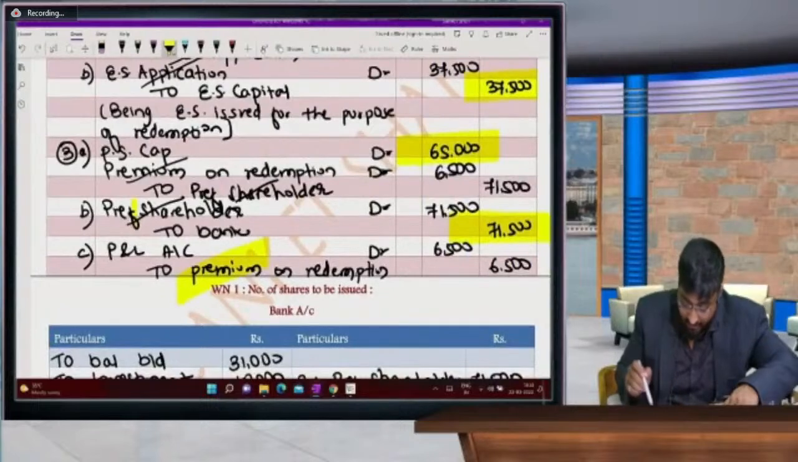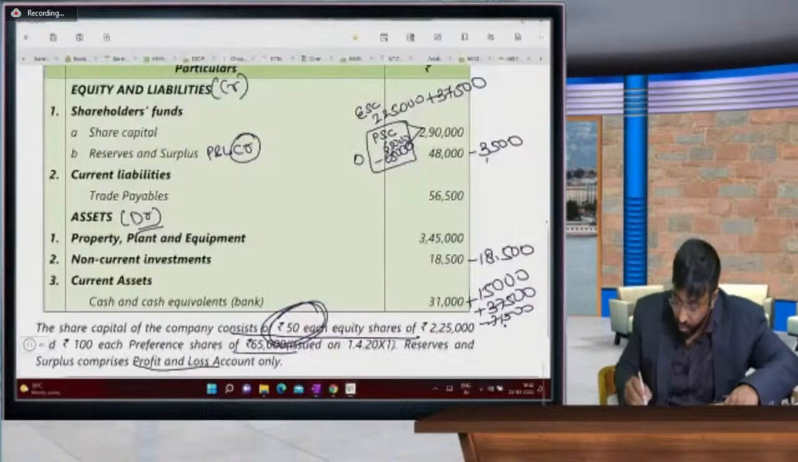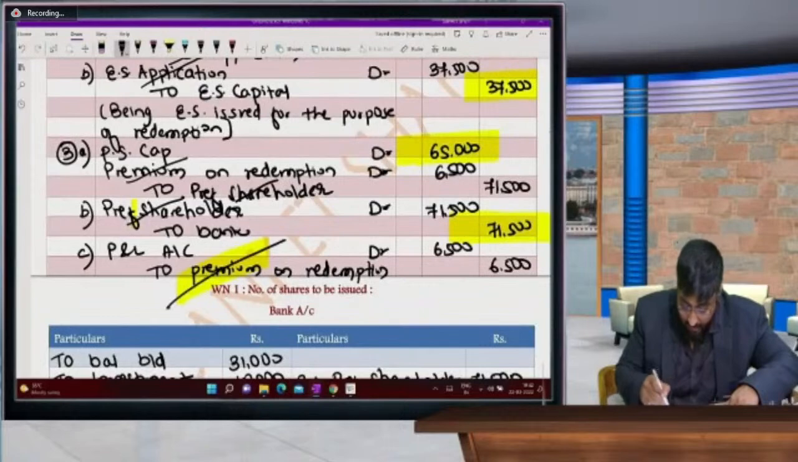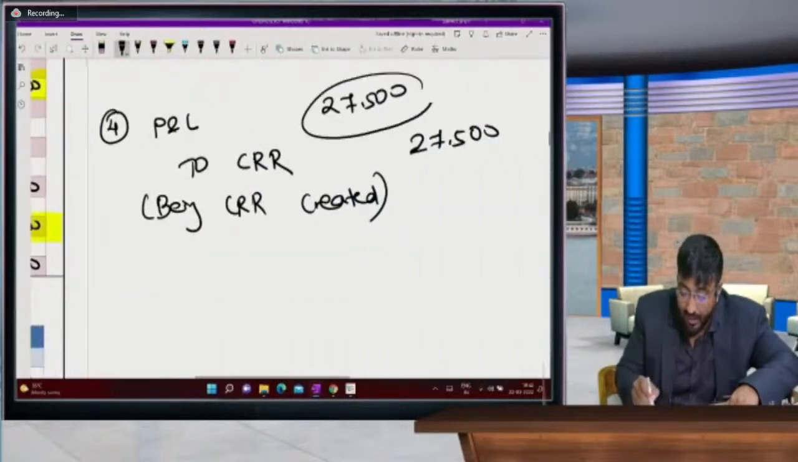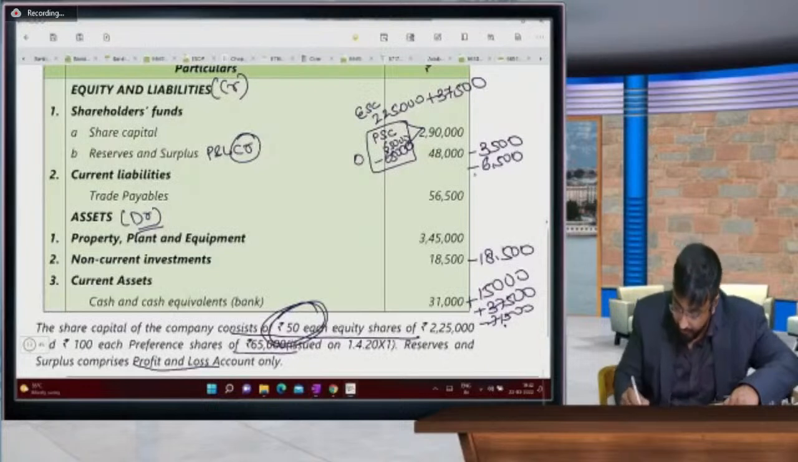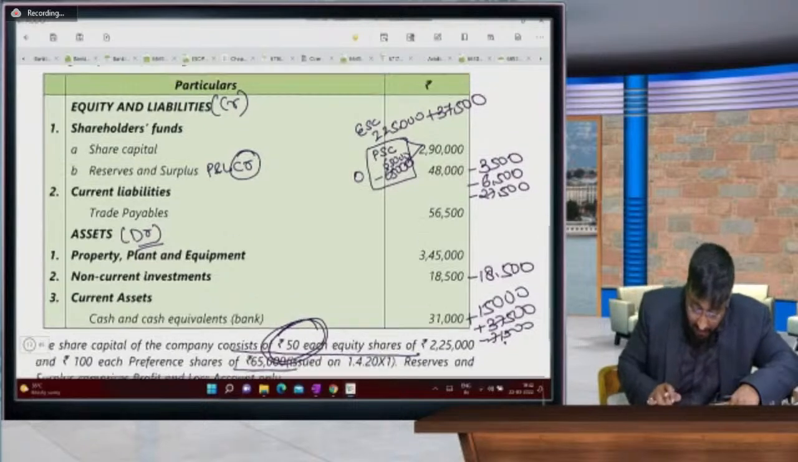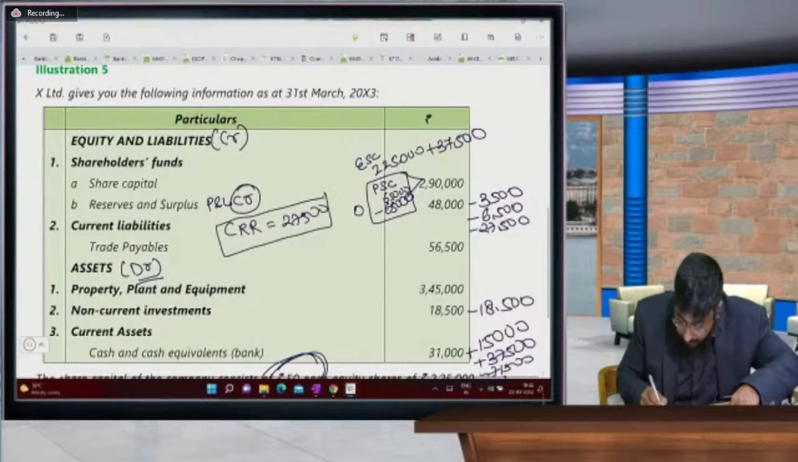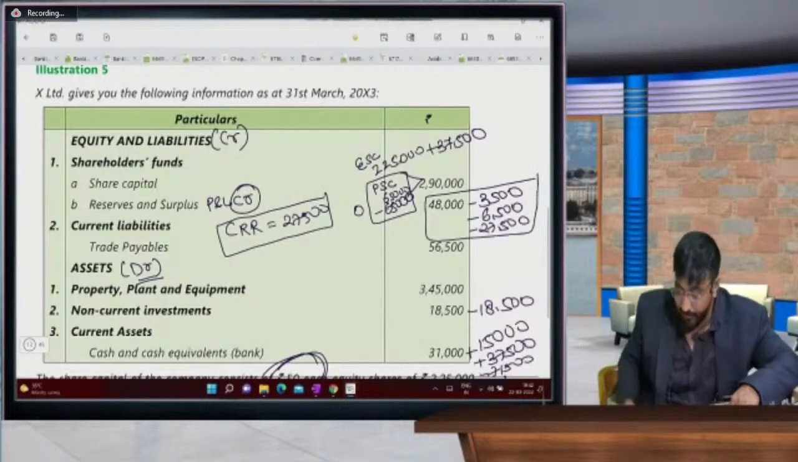Premium we already cancelled. P&L again reduced by 6,500. So P&L reduced by 6,500 and premium is a temporary account, so we already cancelled it. Then P&L again reduced by 27,500, minus, and new item CRR 27,500. So this is P&L balance and new balance CRR.